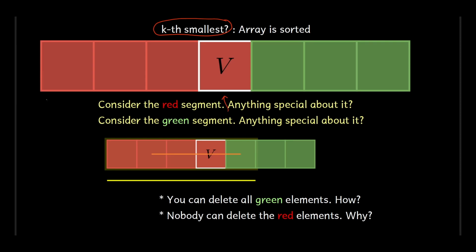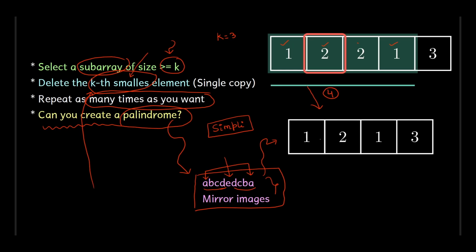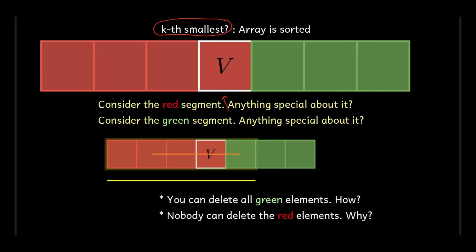So suppose we sort the entire array. In this problem, you are not allowed to sort the array, but since we are not able to make any progress, it doesn't hurt to think what would the situation have been if the array was sorted. Then if this is the kth smallest element, and let us label it as v, then you can see that there are some elements on the left hand side, I have colored them as red, and some elements on the right hand side, colored them as green.